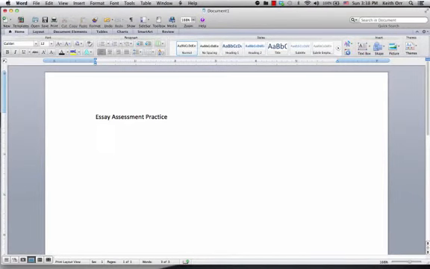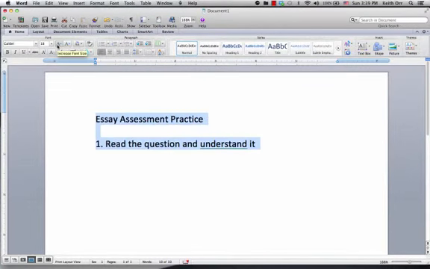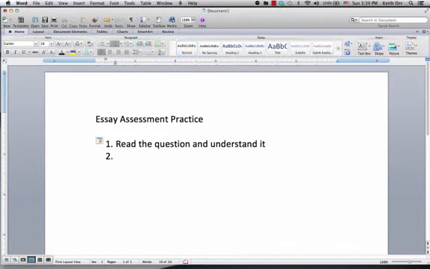So the first thing that we do is, one, be sure that you read the question and understand it. That's really probably one of the more important things, and a lot of times that gets overlooked because people want to dive right in and get it done, which is great, but it's really important that you make sure you know what it is that you're being asked to do.